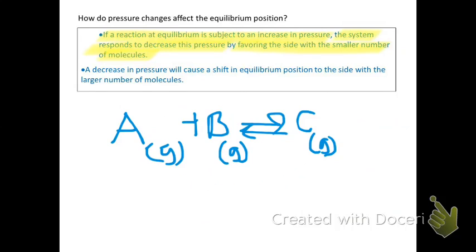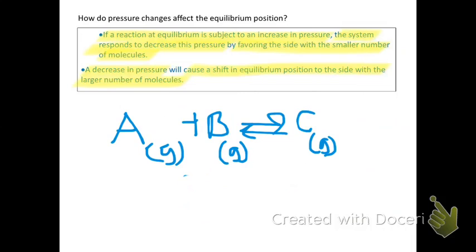Now, if I decrease the pressure, then the equilibrium is going to shift to the side with the larger number of molecules, because that will create more pressure. The more molecules you have, the higher the pressure. So if I reduce the pressure of this system, then the equilibrium will shift itself to the left in order to create more molecules, which will increase the pressure. So you kind of have to think of it that way.